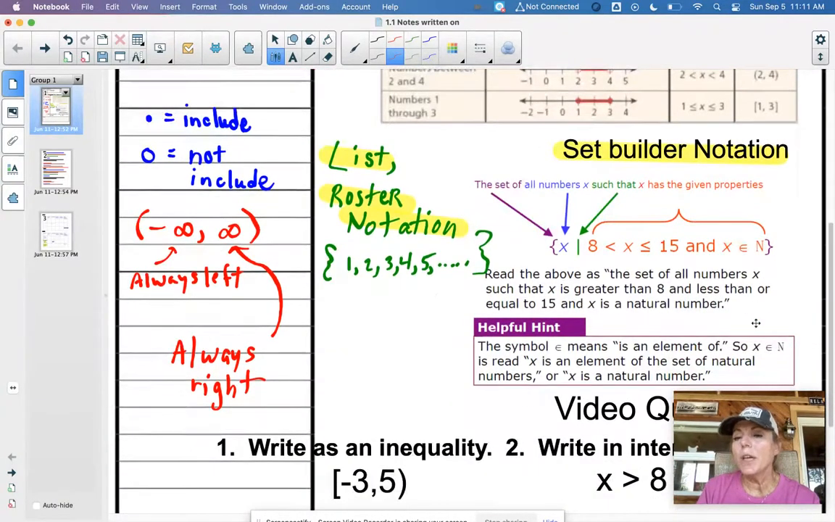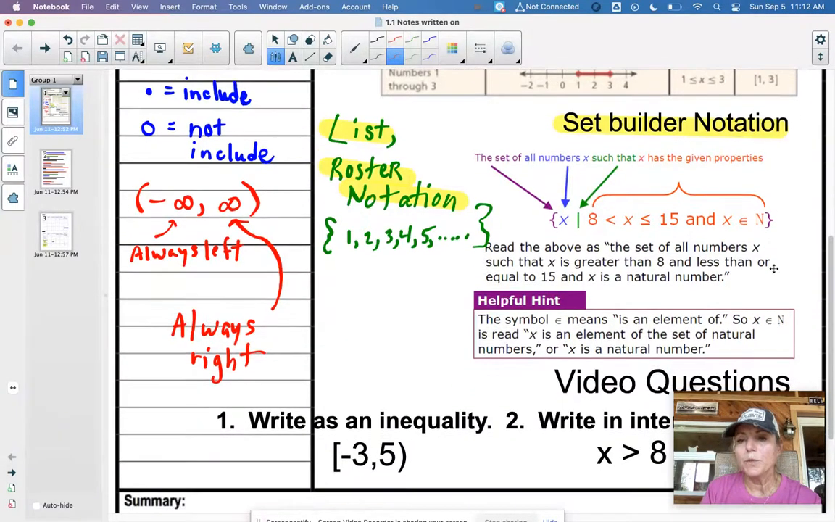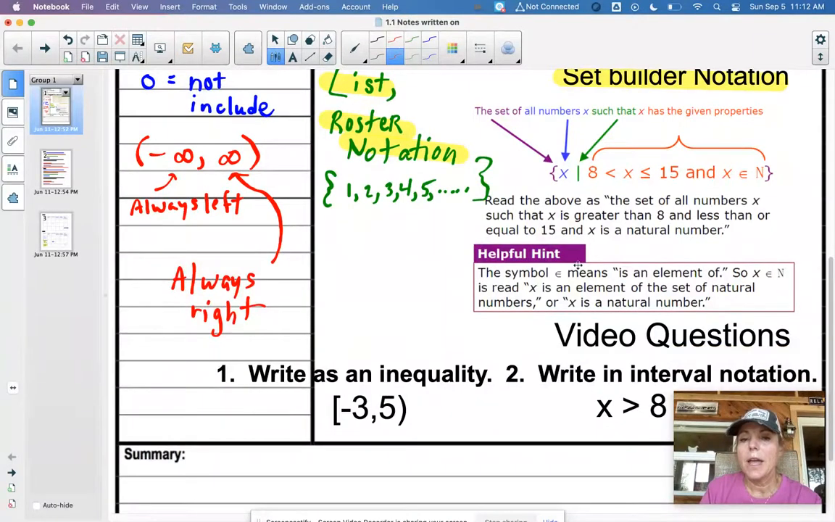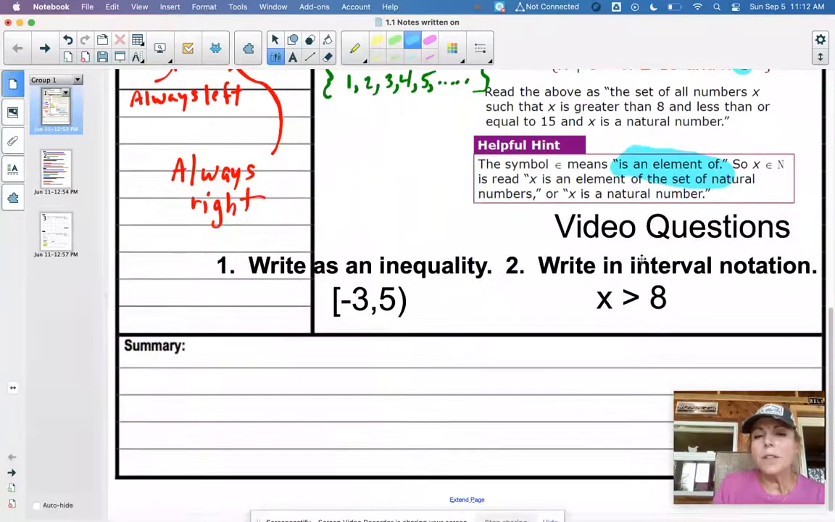Now, when we deal with set builder notation, I am not going to make you write this extra piece here, the and x is a natural number, because we're going to assume that you know that. And the symbol means is an element of. So it doesn't hurt to know that, because you're going to see those symbols in your math career. Let's highlight that right there. Is an element of. There we go.